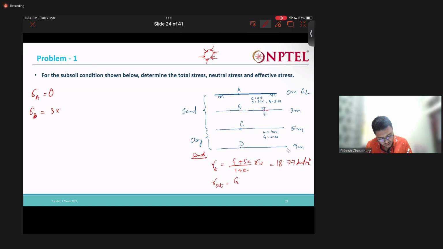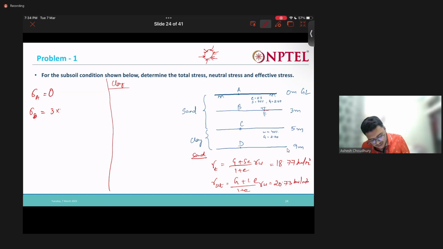Okay? And for gamma saturated, S will be 1. So please find out this one also. It will be 20.73.